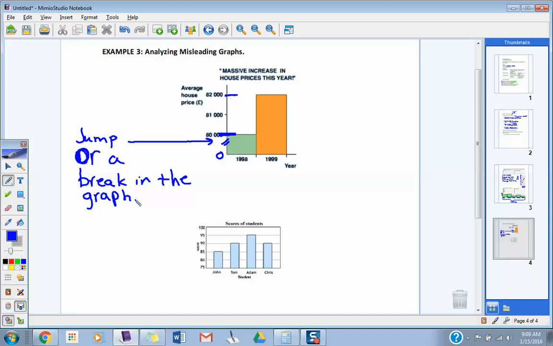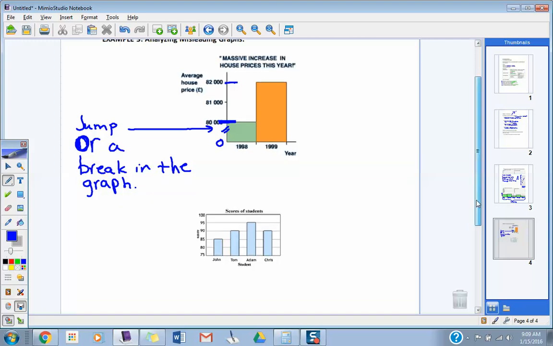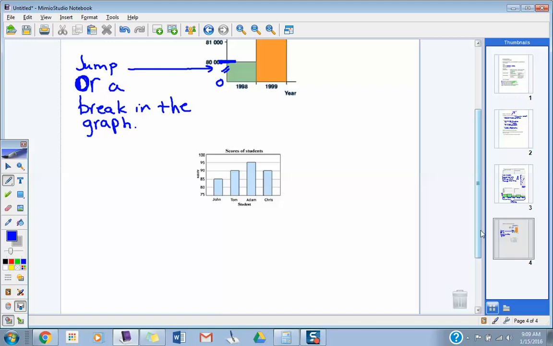All right, and then another one, guys. Just a quick look at this right here. Can anybody identify why the second graph here is misleading? It starts at 75. It doesn't even start at 0. So if it starts at 75, it's not really starting from the lowest score, 0. So it starts at a funny value, if you will.